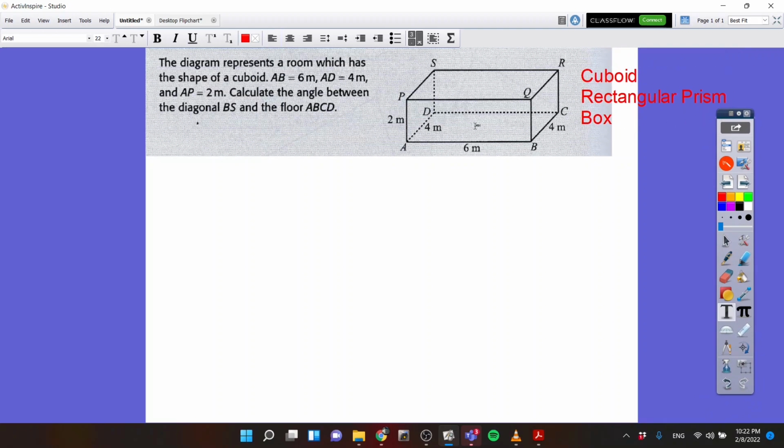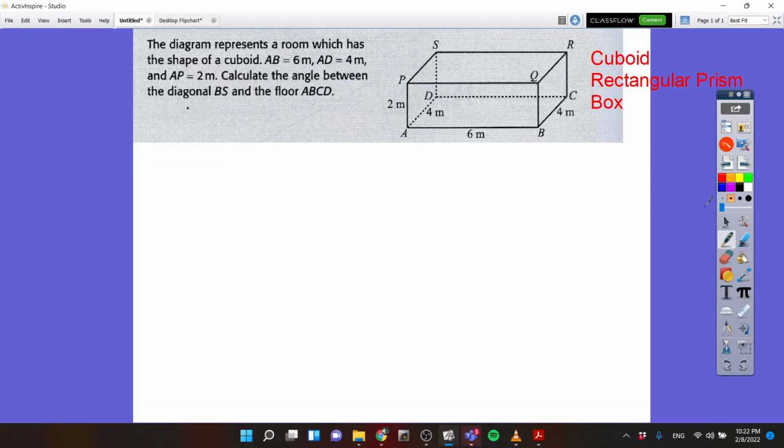So here we have a three-dimensional object, and we're going to need to apply some trig to it to do whatever it is that they've asked us to do. So let's look at what they're asking us to do. Diagram represents a room which has the shape of a cuboid. AB is 6, AD is 4, and AP is 2 meters, and they already marked it. We want to calculate the angle between diagonal BS and the floor ABCD.